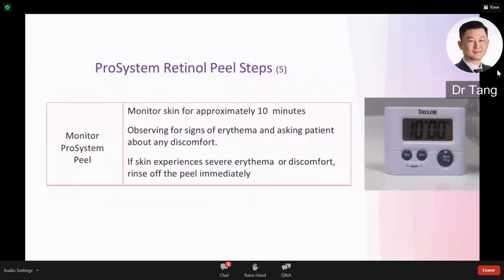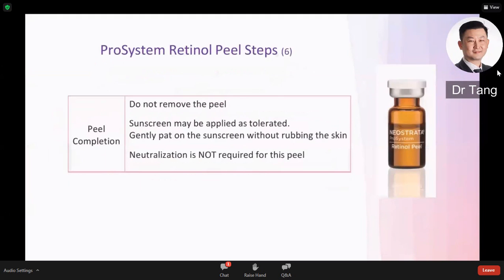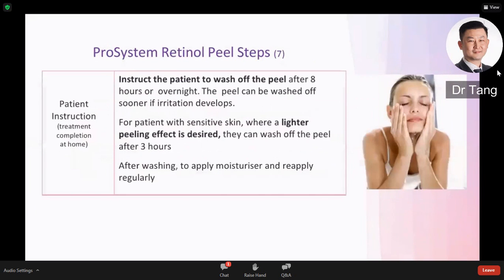After that, we need to monitor the skin for approximately 10 minutes. We need to observe for signs of erythema and ask the patient about any discomfort. If the skin experiences severe erythema or discomfort, we may rinse off the peel immediately. Upon completion of peel application, we do not remove the peel, but we may apply sunscreen as tolerated. Gently pat on the sunscreen without rubbing the skin. For the retinol peel, neutralization is not required.